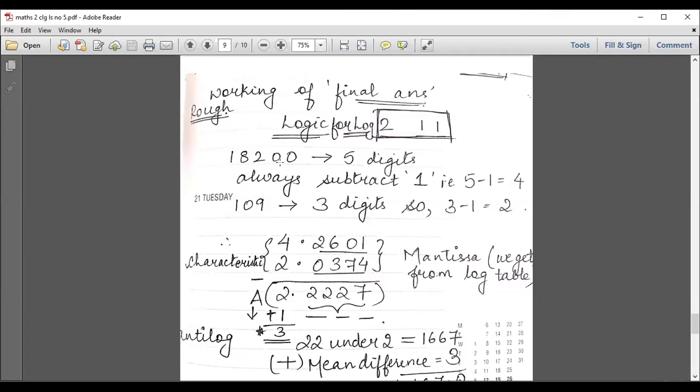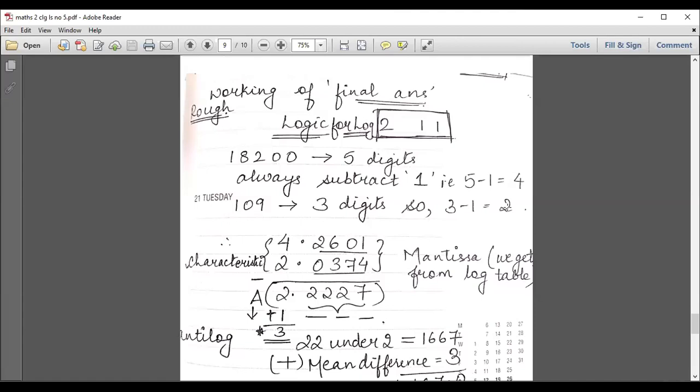आपको नीचे दिख रहा होगा, in the left side, मैंने word लिखा है characteristic, and on the right side I have written mantissa. Now characteristic का मतलब है जितने digits आपके पास हैं. Can you see this 5 digit and the 3 digits? Always subtract 1, that is 5 minus 1, so you will get 4. And from the 3 digits, if we subtract 1, we get 2.